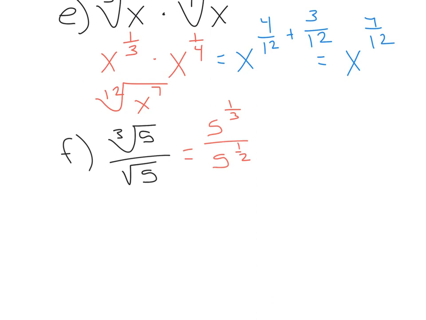When you divide the same base, you subtract these exponents. So this is going to turn into 5 to the 1/3 minus 1/2. To subtract those exponents, they need to have a common denominator. The common denominator for 3 and 2 is 6. So we're going to change these to a common denominator of 6.